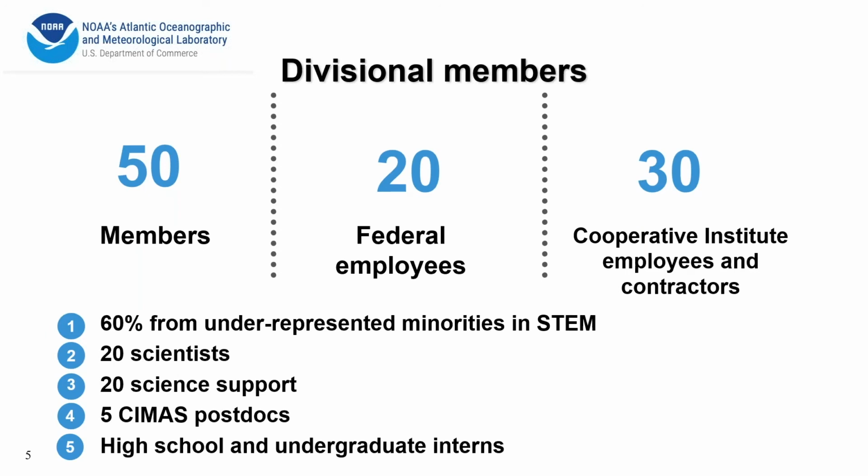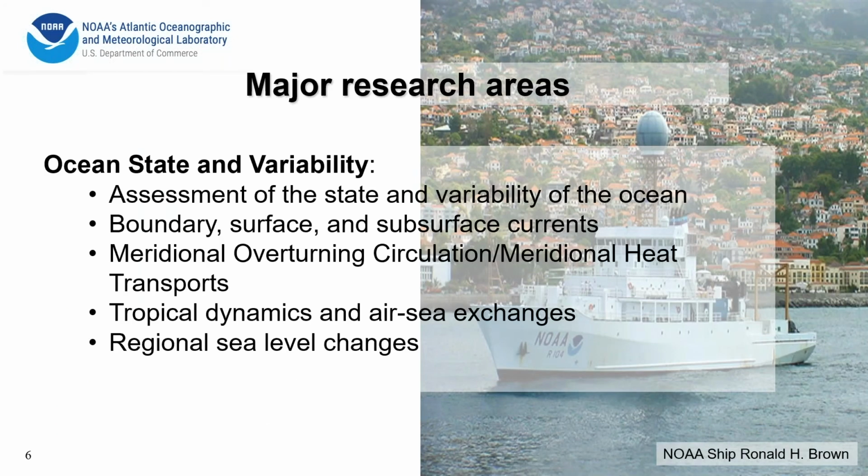We have postdocs, who usually stay here for 2 to 3 years. And part of our work is to mentor our postdocs. And we usually have a very good number of high school students and undergraduate interns during the summer months. I will go through a few slides that are dedicated to our major research areas. The first one is about the ocean state and variability.